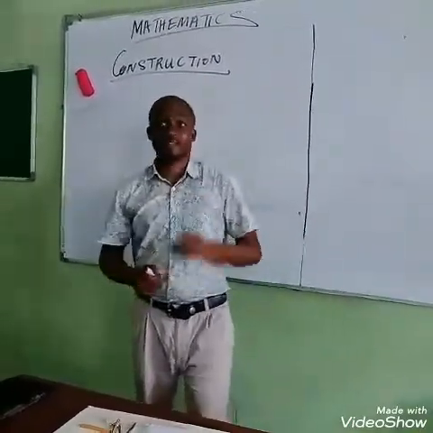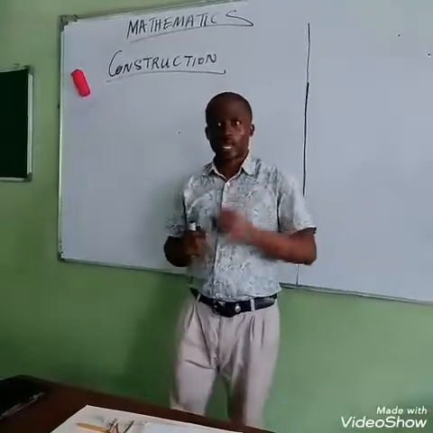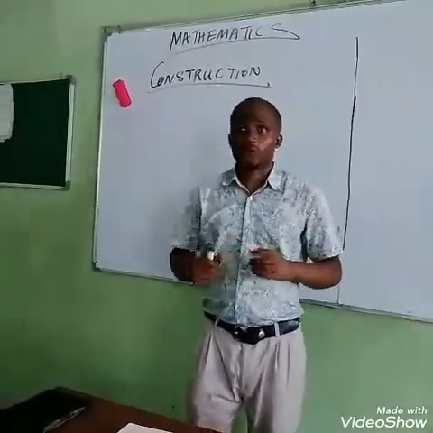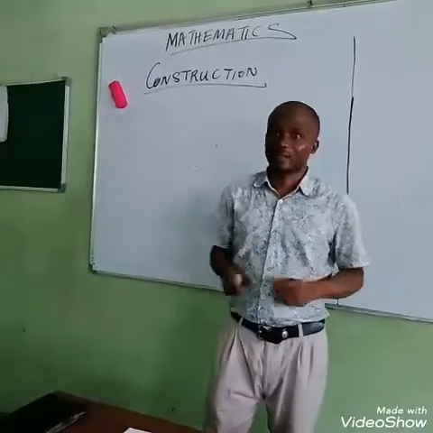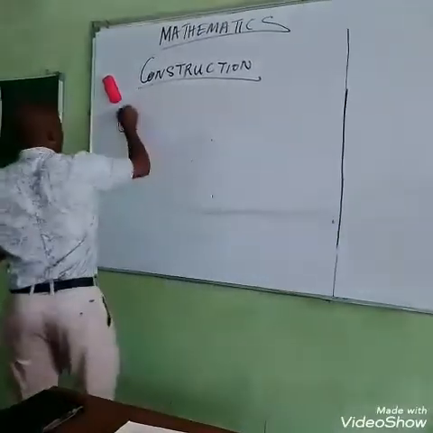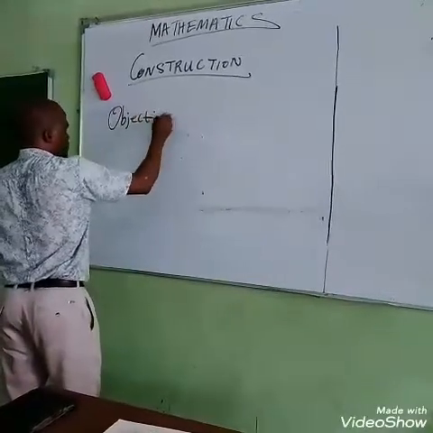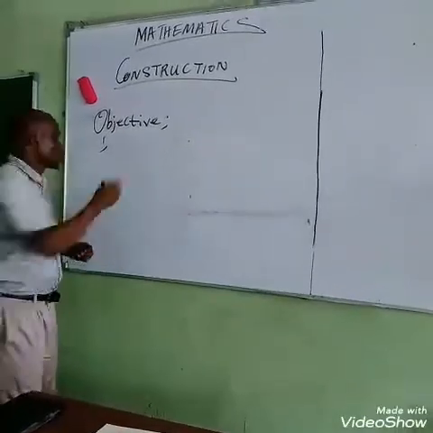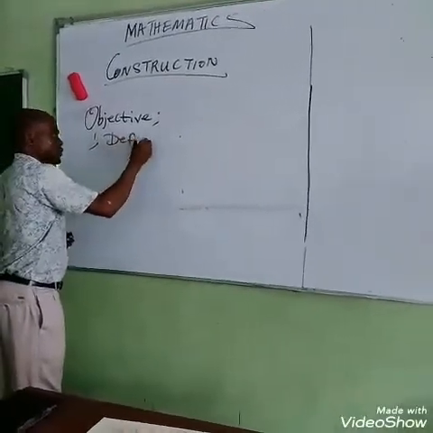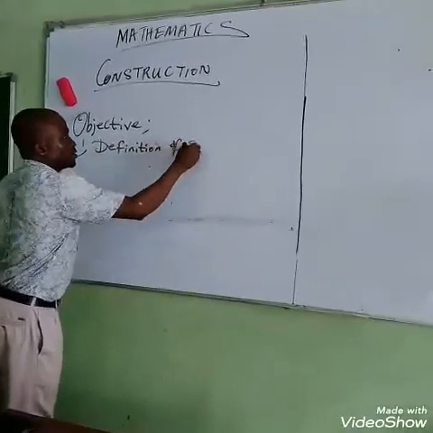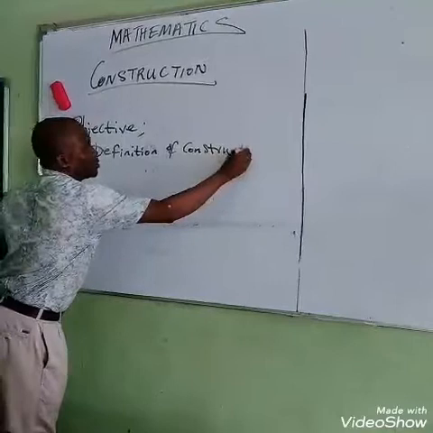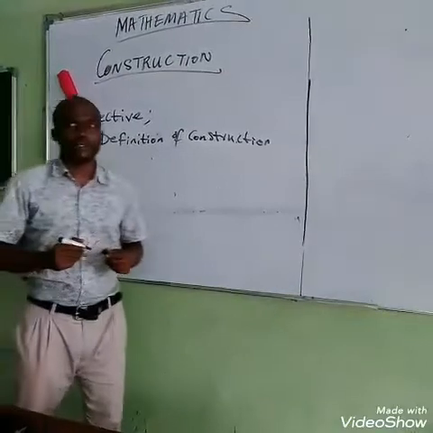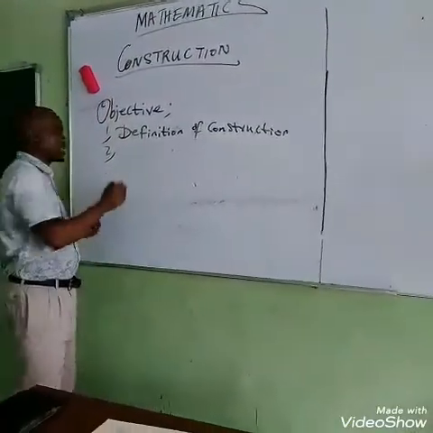Now, the objective of today's lesson is that at the end of this lesson, you should be able to define construction. You should also be able to construct a perpendicular line, construct some special angles, and bisect a given angle. Objective number one is that you should be able to define construction. That's what I mean by definition of construction.